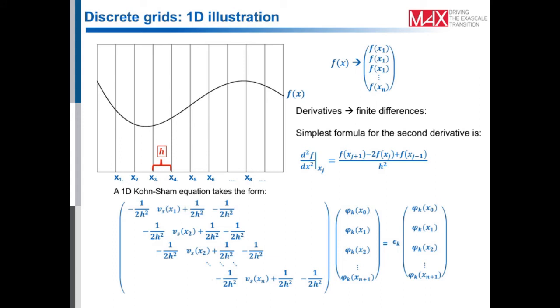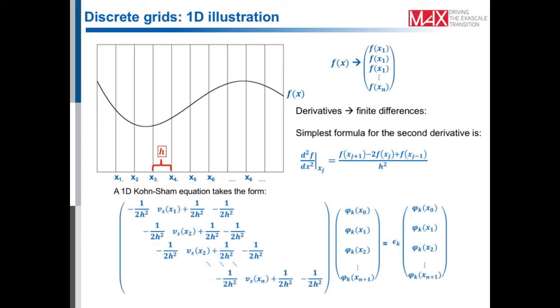This is the one-dimensional illustration, so you have any function on a discrete grid. You have a set of points where you have the values for this function. This h is the distance between the two points. Now your function is a vector, and the derivatives you calculate as finite differences. For example, here you see the simplest formula for the second derivative in the first approximation, right?